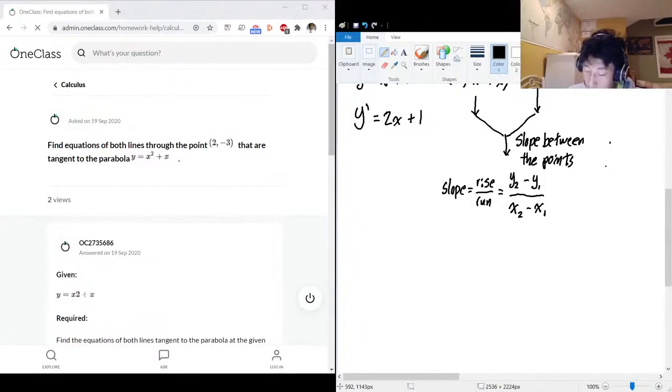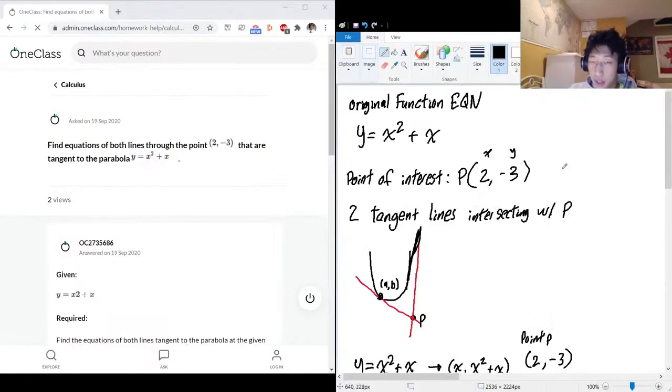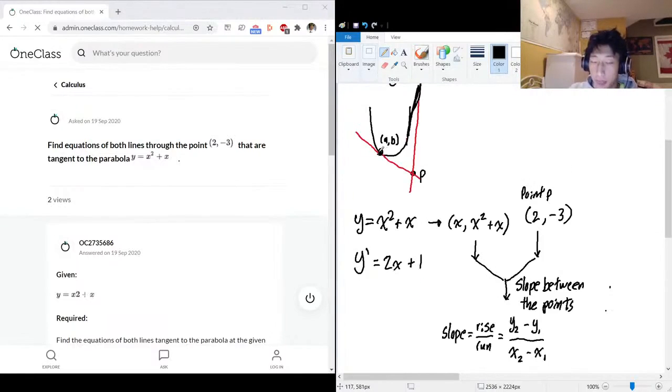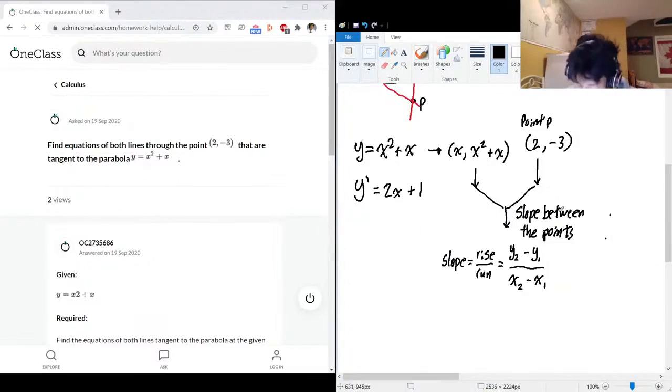Let's sub in our points here. So our second point, let's say we're looking at this one, we're starting to the left of point P and then we're going down to the right. So let's say this is our x1, this is our y1, and these will be our y2 and our x2. Okay, so let's sub those into our little equation.